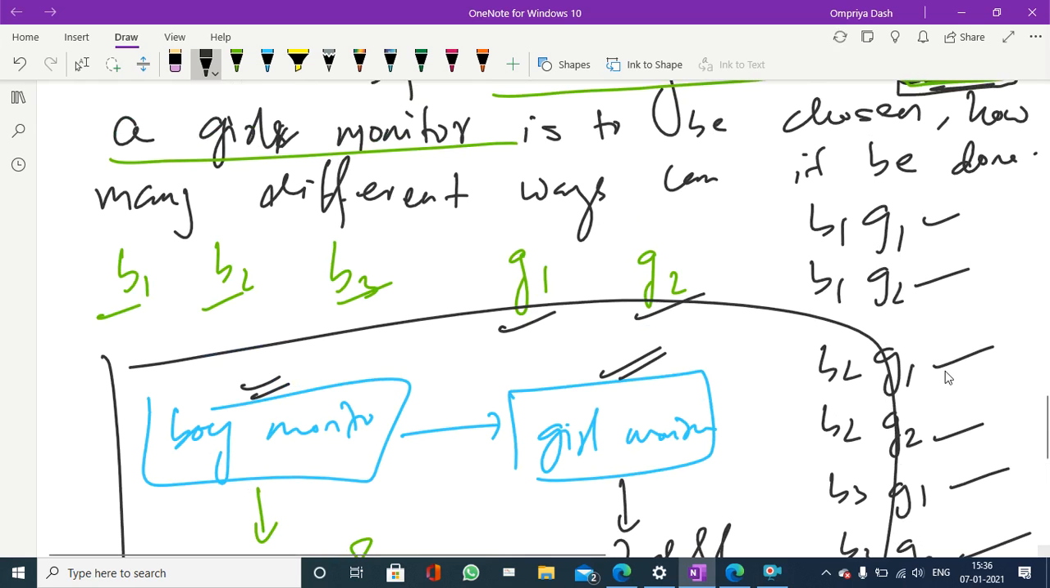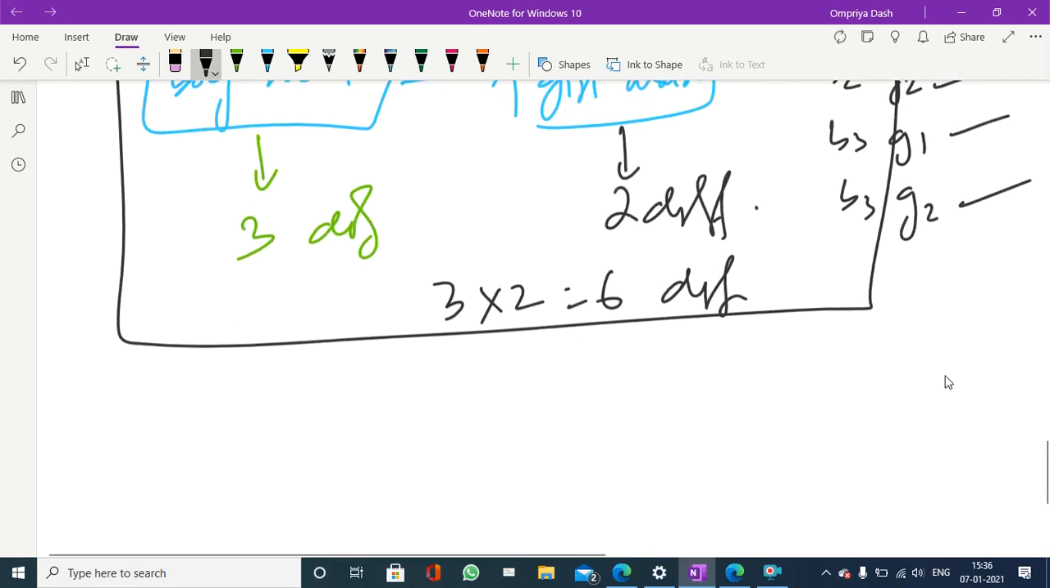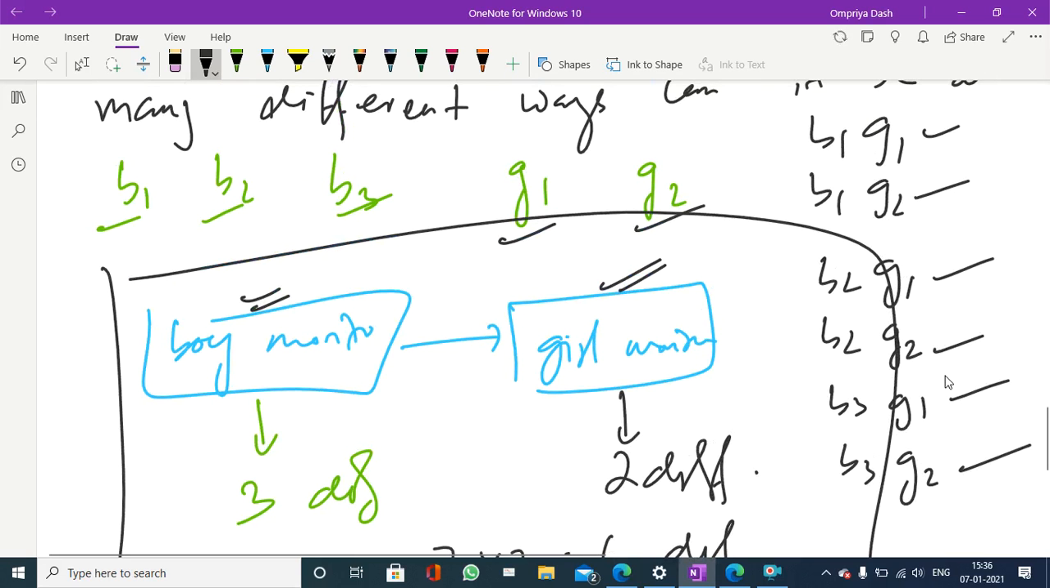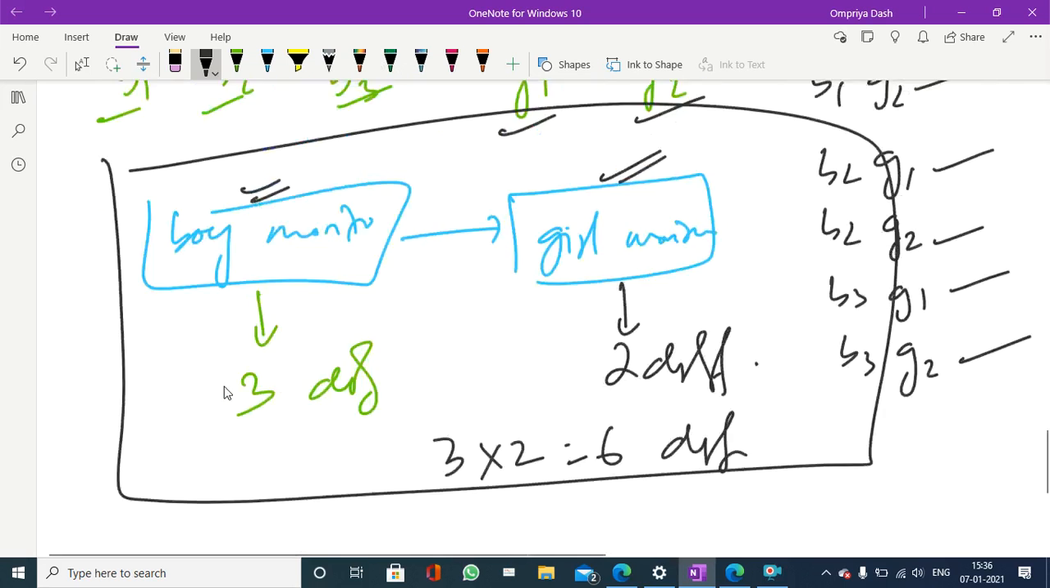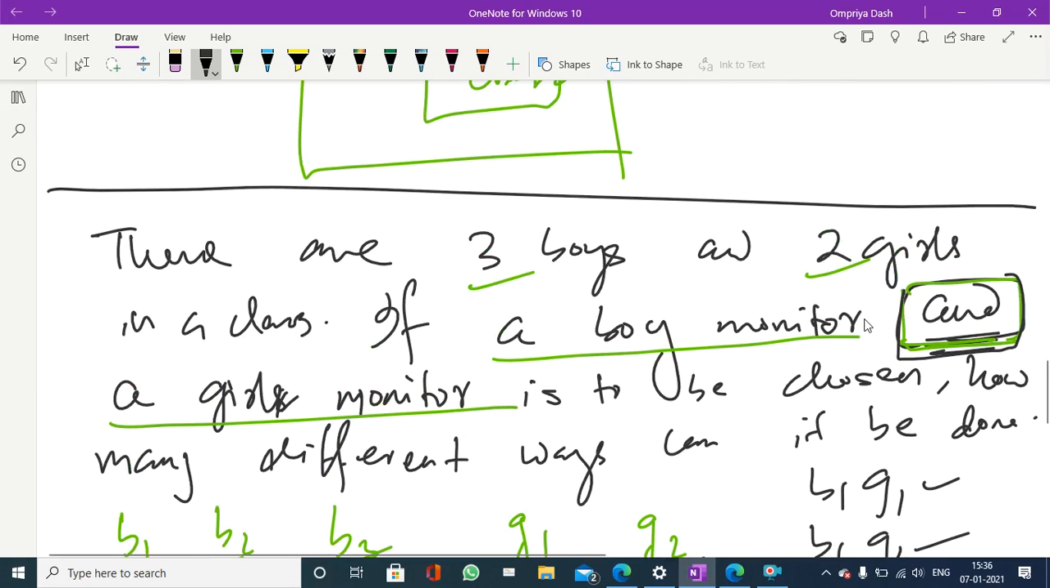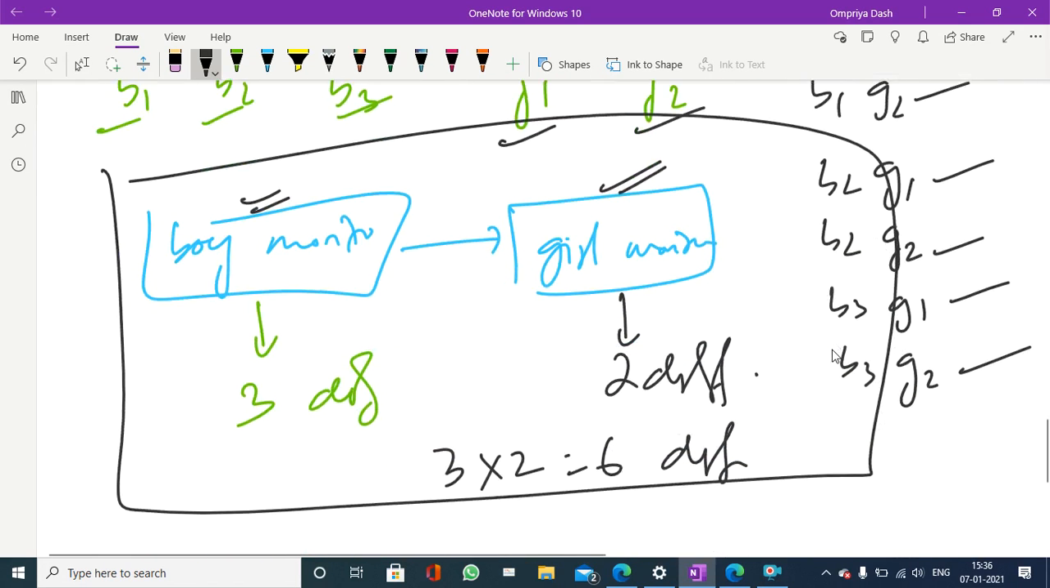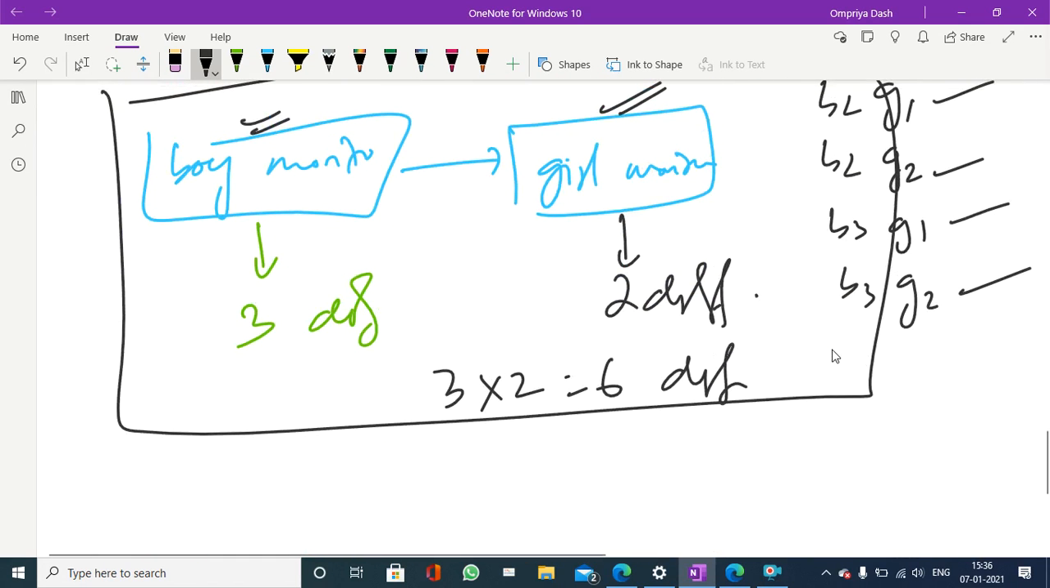Now sometimes this question arises in your mind: sir, what will happen if I choose a girl monitor first and then a boy monitor? Because nowhere in the question does it say that you have to choose a boy monitor first and then a girl monitor. It is just asking us to choose a boy monitor and a girl monitor. It's up to me whether I choose a boy monitor first or a girl monitor first. It doesn't make any difference. It's the same thing.